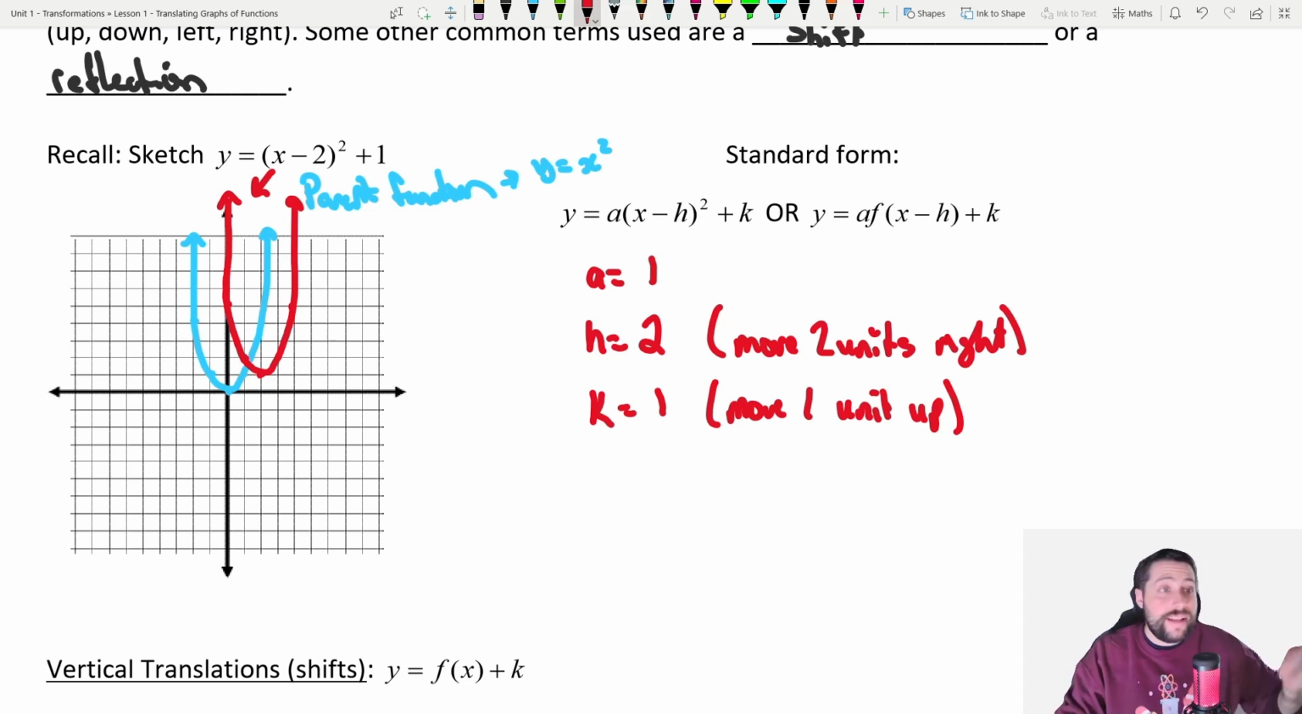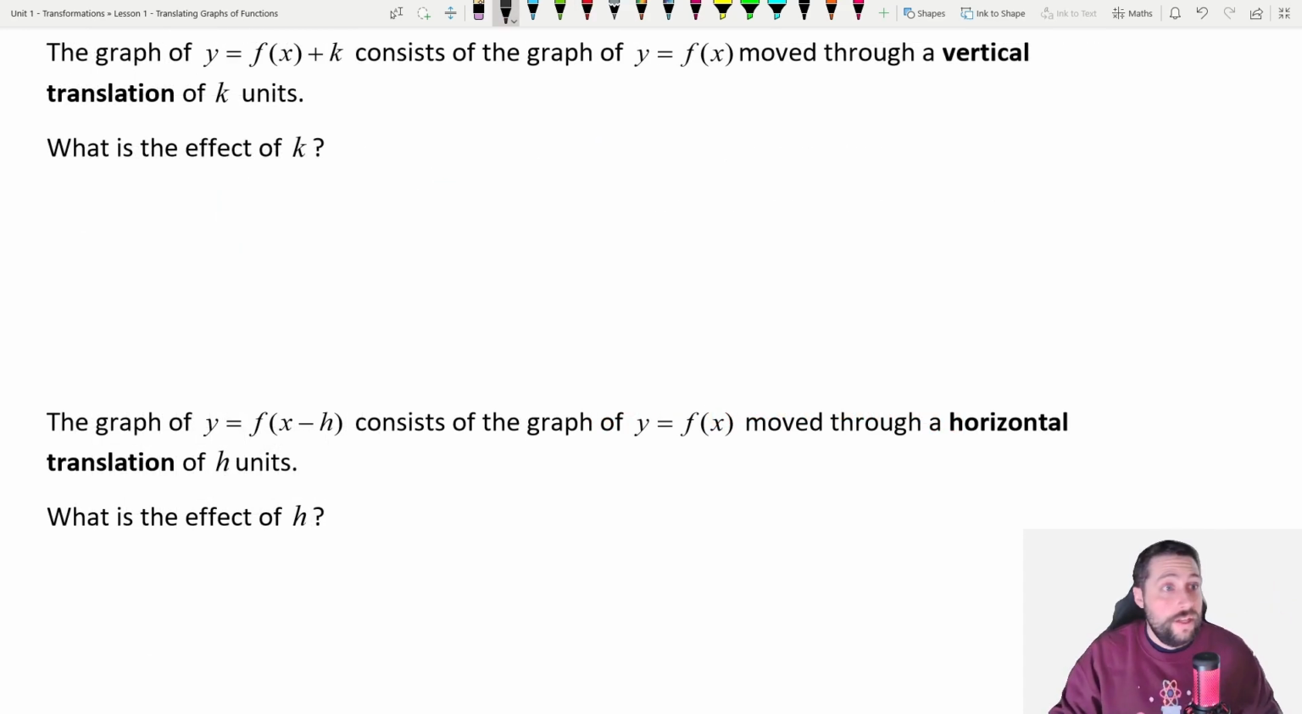But that is essentially how a translation will look. So when we have the graph of y is equal to f of x plus k, it consists of the graph of y is equal to f of x moved through a vertical translation of k units. So essentially, in this next graph, we have a k, and it's been shifted either up or down. So what is the effect of k?